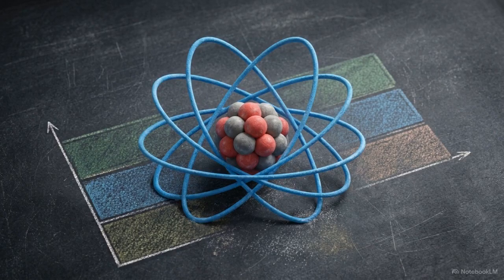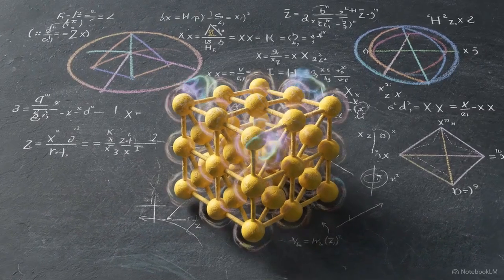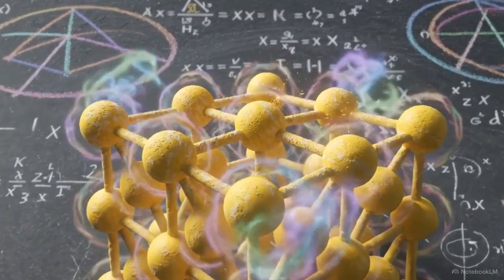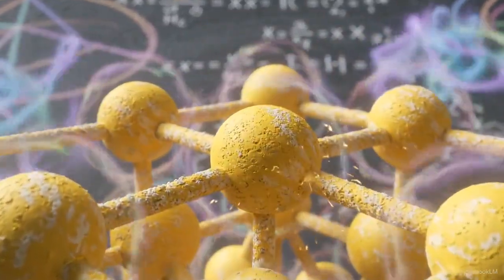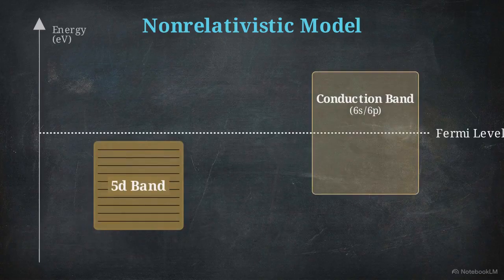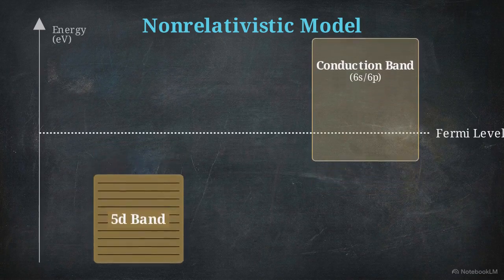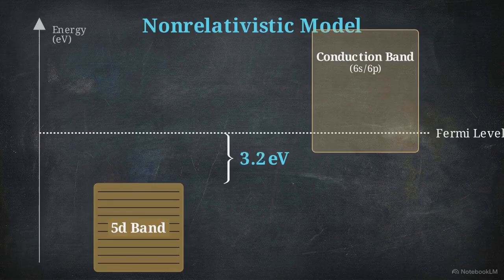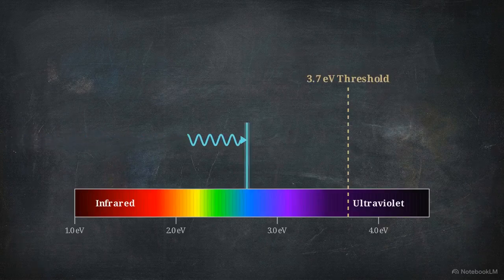To calculate these energy band structures, physicists traditionally use the standard Schrödinger equation. For light elements like carbon or silicon, this non-relativistic framework is nearly perfect. But watch what happens if we apply those same non-relativistic rules to a heavy gold crystal. The calculation yields a broken model. The 5D band is pulled downward, and the conduction band is pushed up. The non-relativistic energy gap widens to roughly 3.7 electron volts. A 3.7 electron volt gap sits entirely in the ultraviolet, meaning visible light could no longer bridge it.